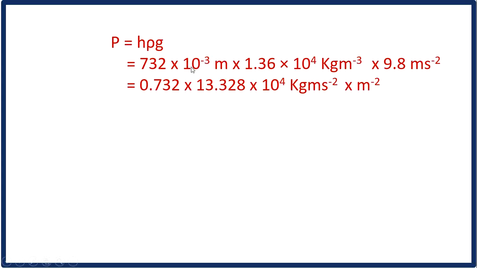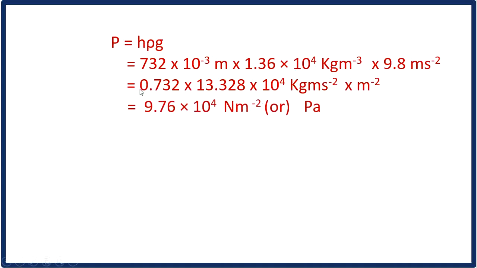732 into 10 power minus 3, we get 0.732 into 1.36 and 9.8, we get 13.328 into, you can write the 10 power 4 as it is and then kilogram m s minus 2 combine and then write. Now we can take meter and meter minus 3. When we subtract this, we get meter minus 2.